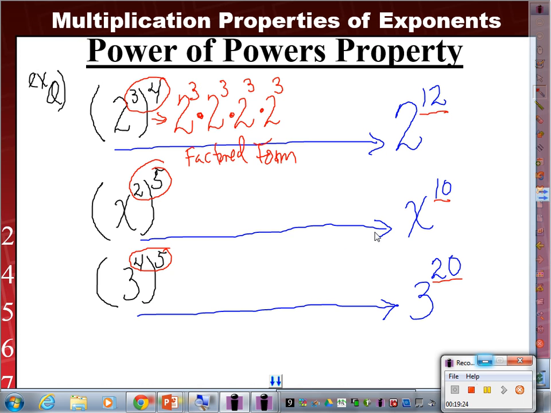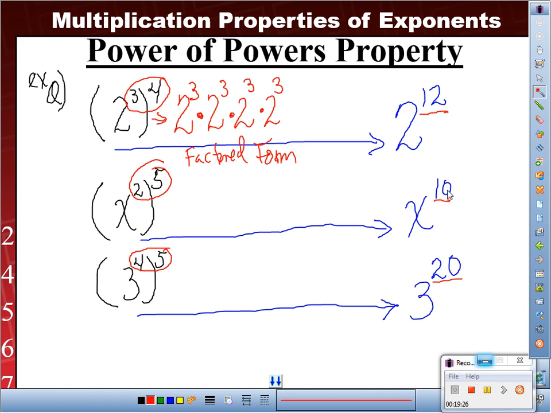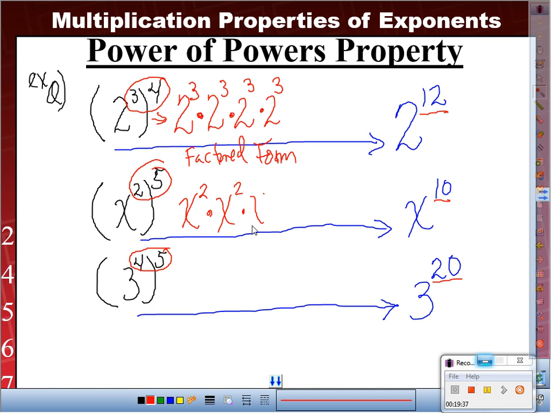So with that same idea, let's say you wrote this and you weren't sure that that was the answer. What would you do here? X to the 2nd times x to the 2nd times x to the 2nd times x to the 2nd times x to the 2nd. Same base, you add 2 plus 2 plus 2 plus 2 plus 2. Is that 10? Yes. When in doubt, factor out. Everybody got it?